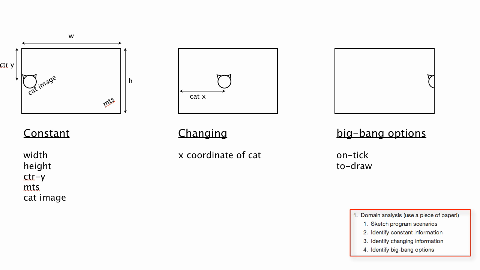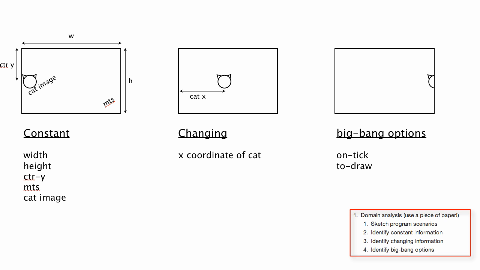Just to recap quickly, we drew 3 pictures of different states in the program's progression. And then using the pictures, we identified constant information, changing information, and Big Bang options. The constant information inherently will show up in every picture. You may need to use more than one of the pictures to identify the changing information or the Big Bang options. For example, if your program is going to have special behavior that happens when you click the mouse, you may only have one picture that shows that. So Big Bang options don't have to all be in the picture that's above Big Bang options, right?